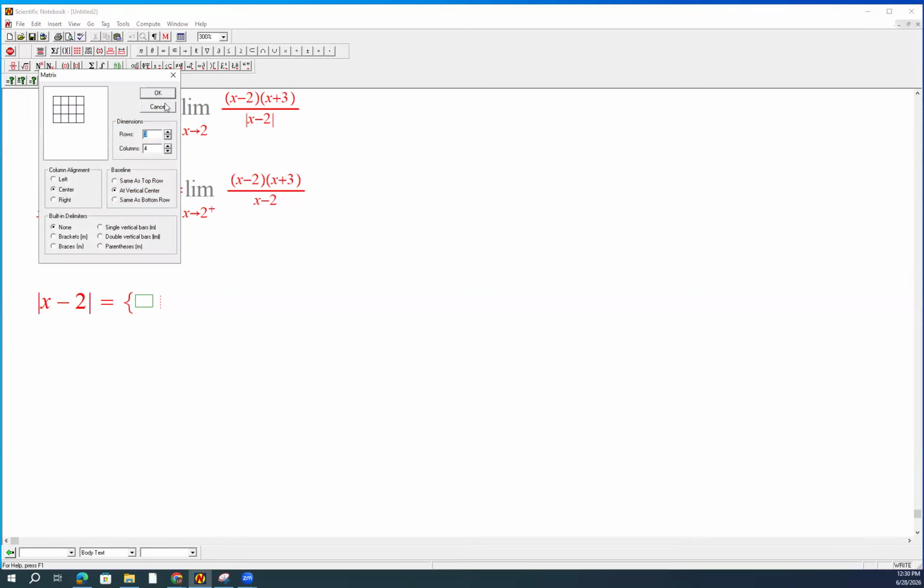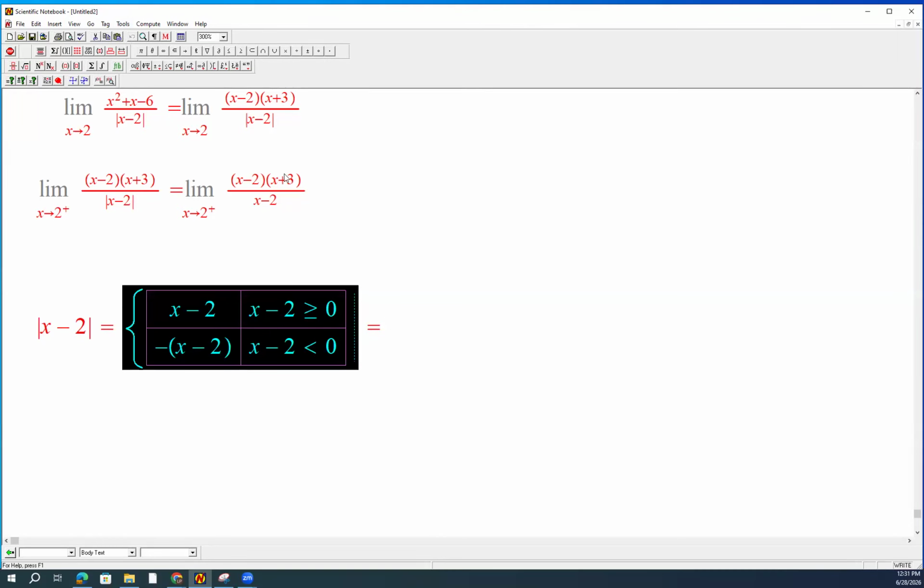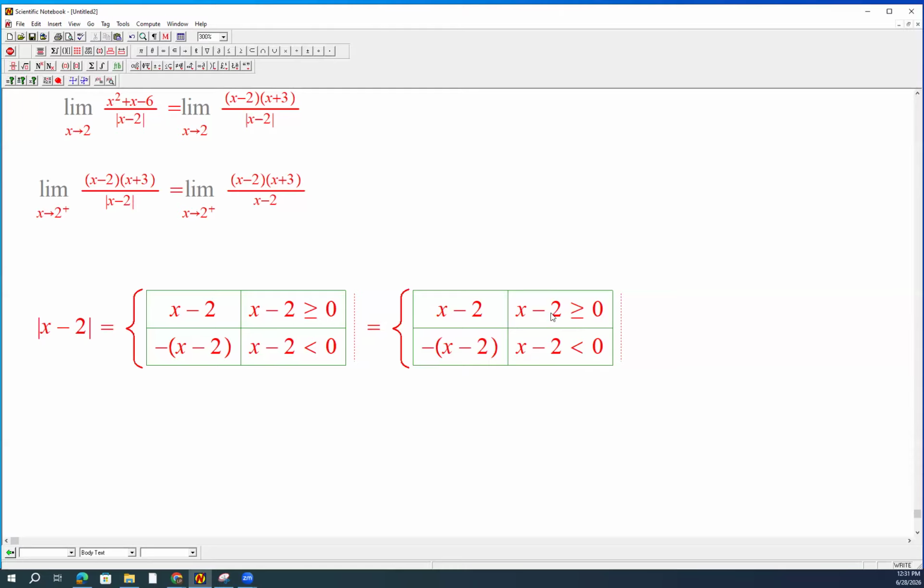Okay, so when x minus 2 is positive or 0, that is greater than or equal to 0, the absolute value of x minus 2 is the same as x minus 2. Otherwise, if x minus 2 is negative, you don't need to have this piece, but if it helps you, that's okay. You can put it on the side. So this will be x greater than or equal to 2, and this will be x less than 2.